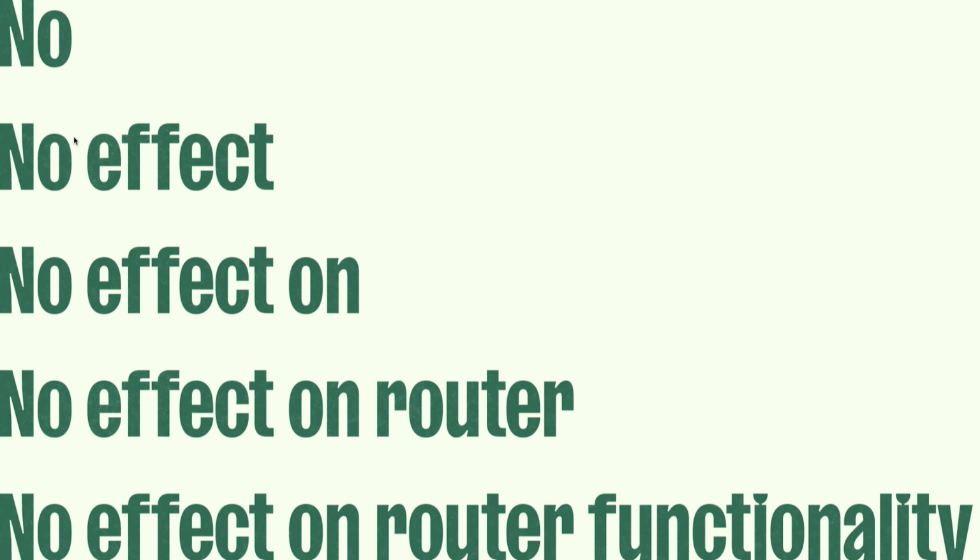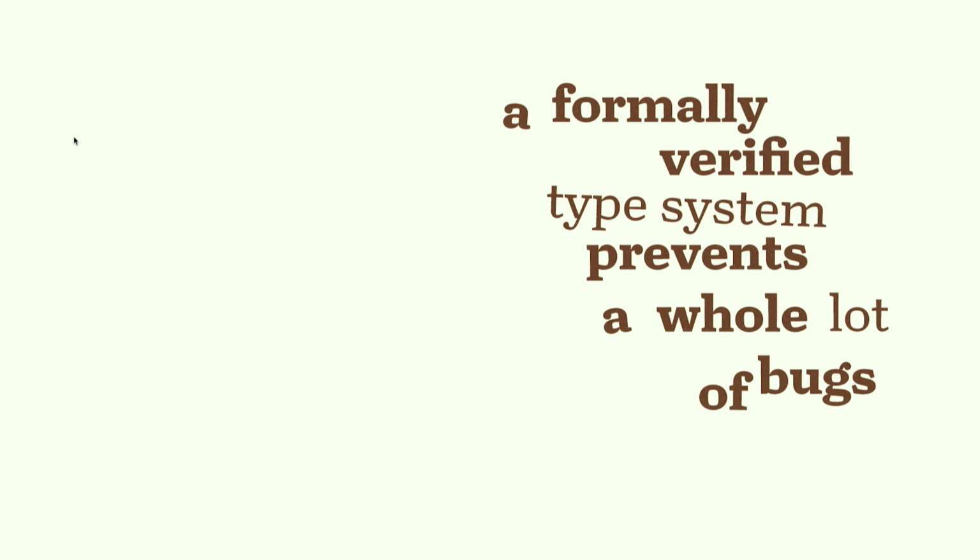And one of the first things that really helped us make sure that we stay in line in terms of this goal of correctness is just using a formally verified type system. And that in its own prevents a whole lot of bugs. Again, a Rust engineer talking to you about Rust. Oh, no.